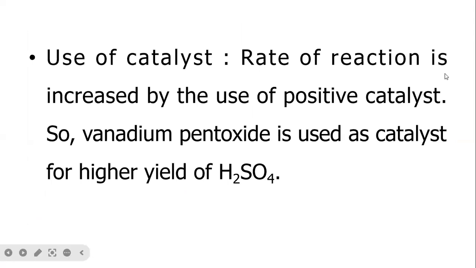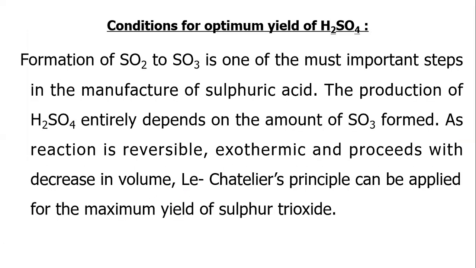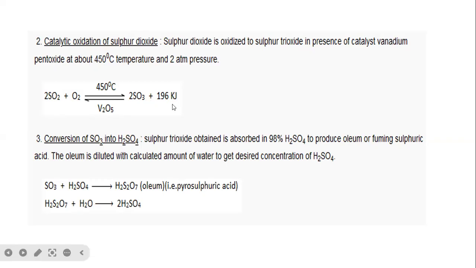Use of a catalyst: a suitable catalyst is used for the production of sulfur trioxide. The suitable catalyst is vanadium pentoxide.